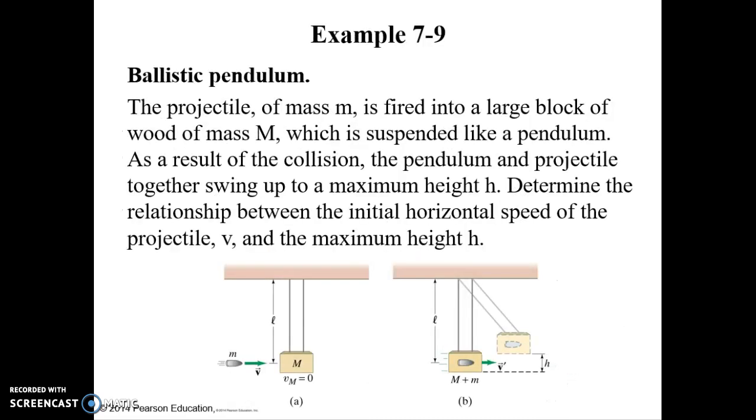So here's an example. The projectile of mass m is fired into a large block of wood, mass capital M, which is suspended like a pendulum, and as a result of the collision, the pendulum and the projectile are swung up to a maximum height of h. We want to determine the relationship between the initial horizontal speed of the projectile, v, and the maximum height, h.